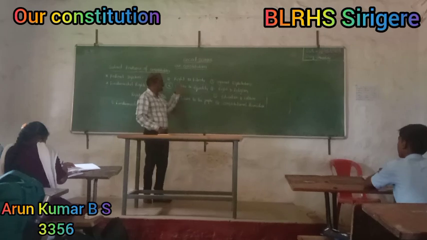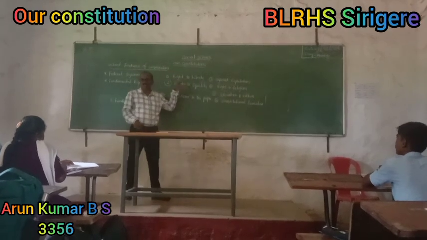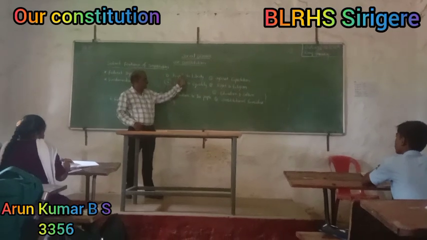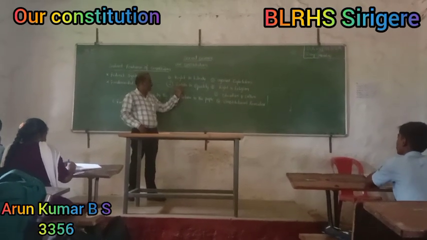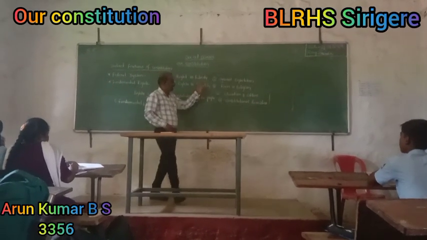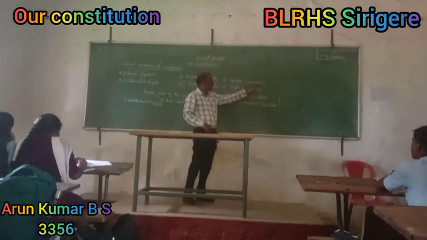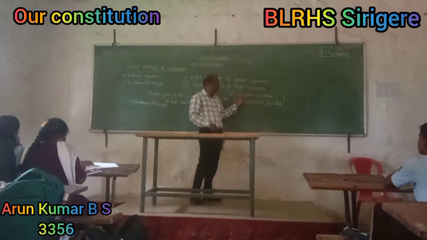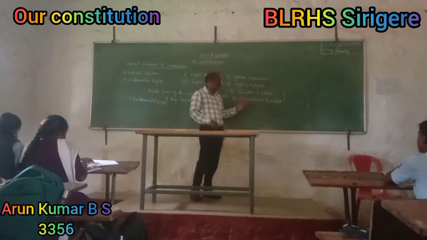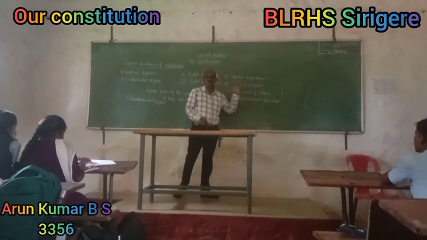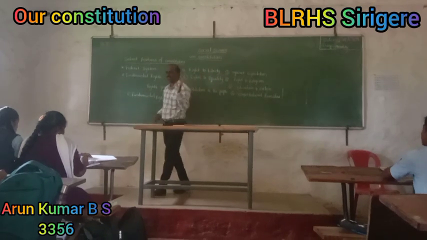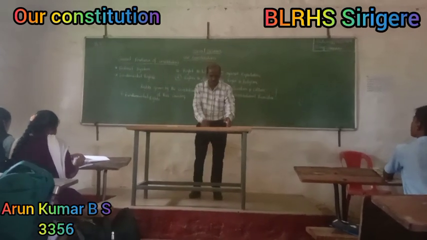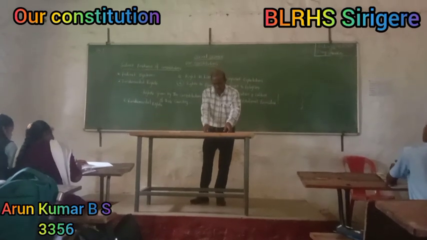These are the six fundamental rights that the Constitution has given to us. First one is right to liberty, right to equality, right against exploitation, right to religion, right to education and culture, right to constitutional remedies. So these are the six fundamental rights given by the Constitution.